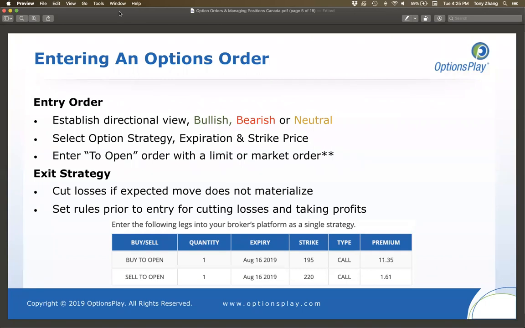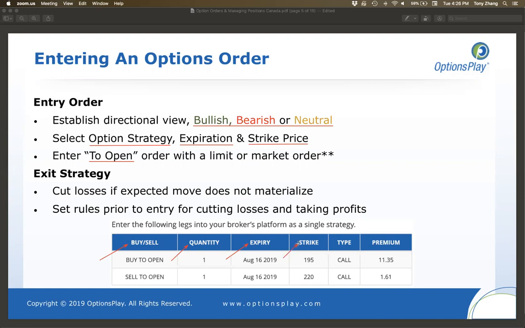So this was the first slide. What I was saying is that what we need to first do is establish a directional view, either bullish, bearish, or neutral. And as a result of that, you have to select an appropriate option strategy, an expiration date, and a strike price, of which you are going to enter that with a to open order. And you can do that either with a limit or a market order. So when you do that, what you're going to get is an order that looks like this, where you have to specify whether you're buying and selling to open or to close, the quantity, the expiration date, the strike price, a call or a put, and the premium.